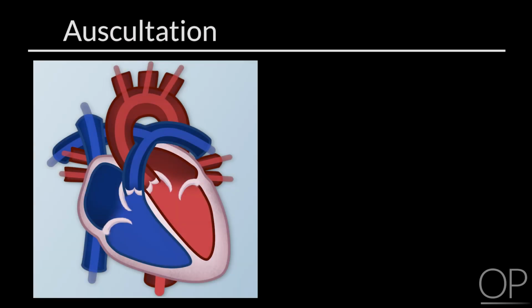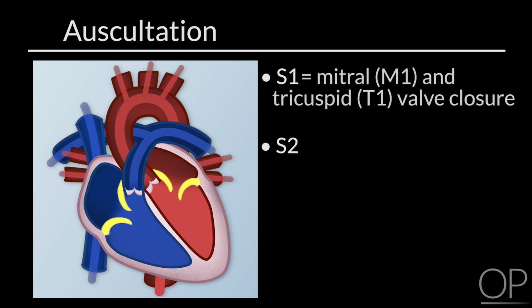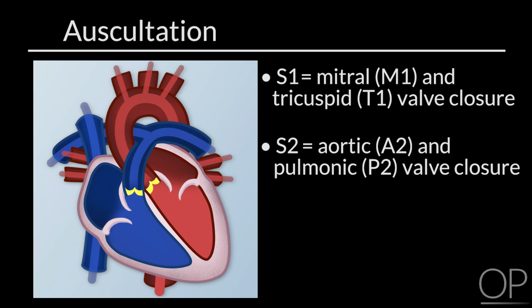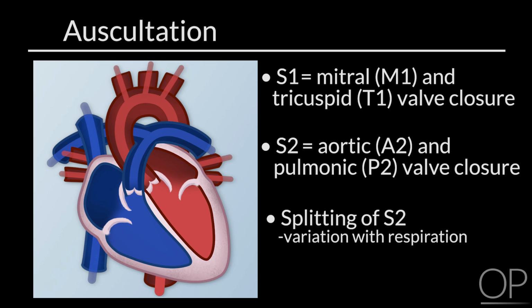Then you're going to turn to auscultation. Auscultation refers to the appreciation of the heart sounds. It's important to remember that there are two big heart sounds, S1 and S2. S1 is going to refer to the mitral and tricuspid valve closure, and S2 to the aortic and pulmonary valve closure. People often talk about the splitting of S2. In normal children, it is normal to hear a variation in the splitting with respiration.